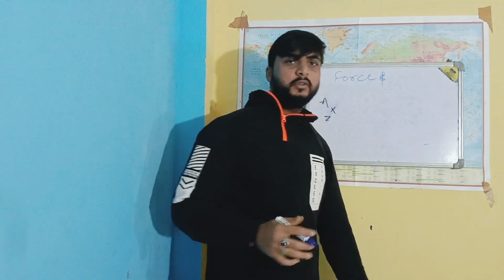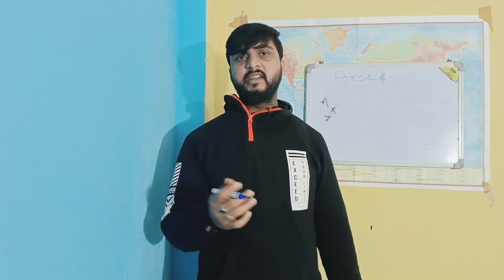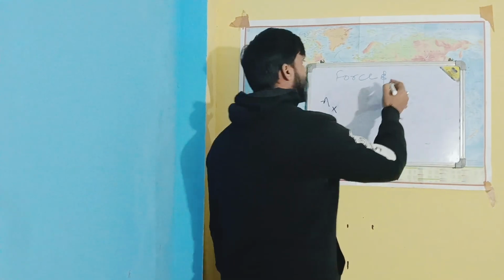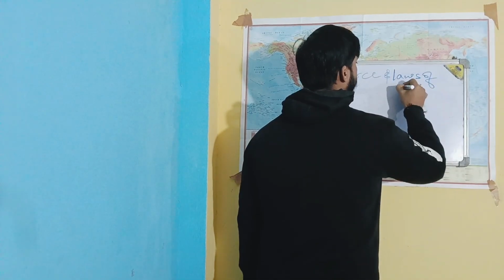You might have read in the previous chapter about motion in a straight line and motion on a circular path, uniform motion, non-uniform motion. In that you might have read about velocity, acceleration, initial velocity, final velocity. Right? So we'll be using all those things in this chapter as well. Here we'll be reading about force and laws of motion.